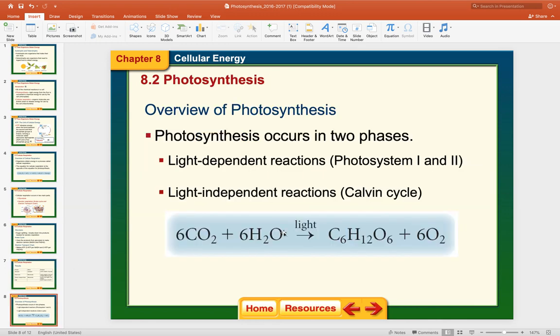Now, for photosynthesis, photosynthesis is a little bit more difficult, so we're going to try to condense it down and simplify it as much as possible. Photosynthesis does occur in two different phases, the light-dependent reaction and the light-independent reaction. Like I said before, this equation is simply the equation for cellular respiration reversed. So we have plants that take in carbon dioxide, they take in water, and with sunlight will create sugar and will also create oxygen as a byproduct.